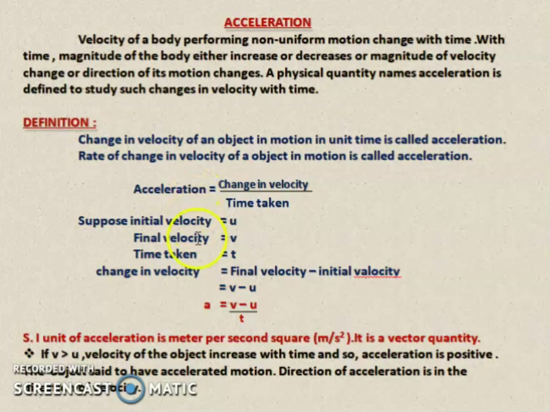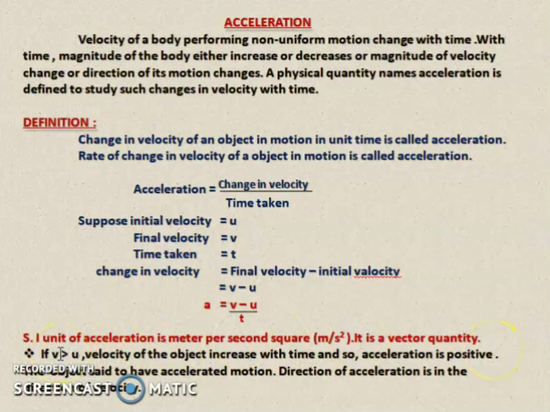Acceleration is represented by the letter a. So change in velocity is v minus u and time is t. So a is equal to (v minus u) upon t. The SI unit of acceleration is meter per second square, that is m/s². It is a vector quantity.